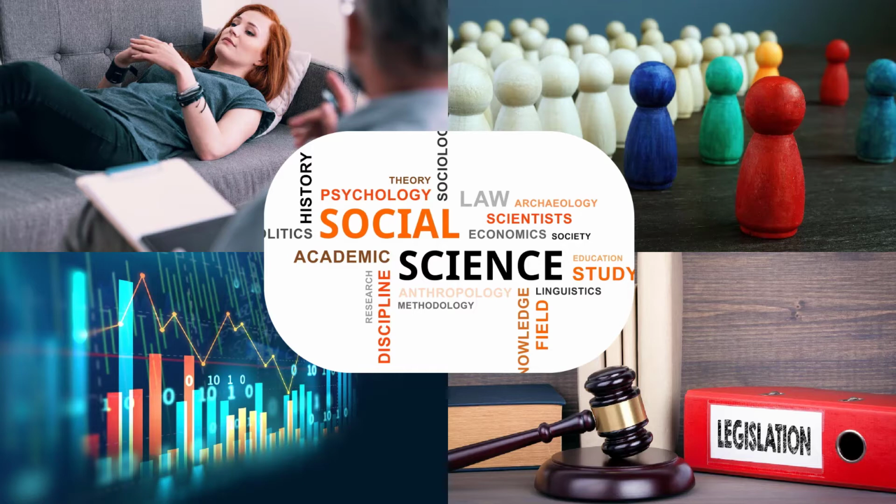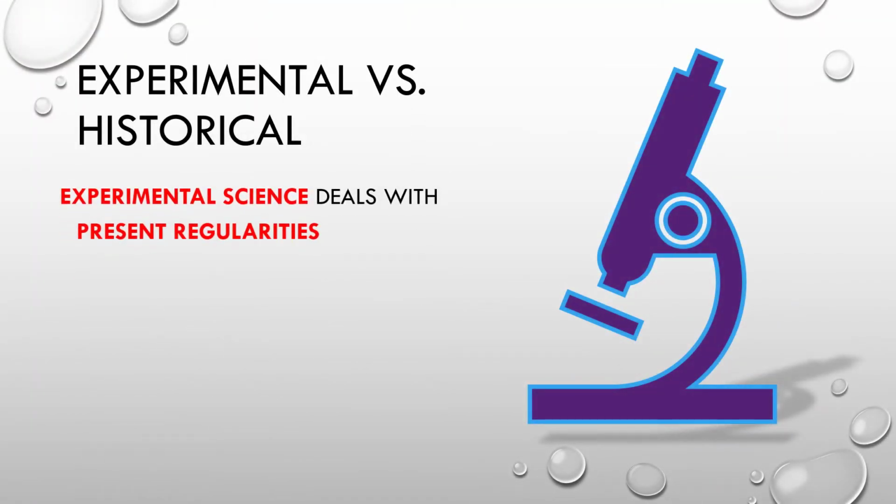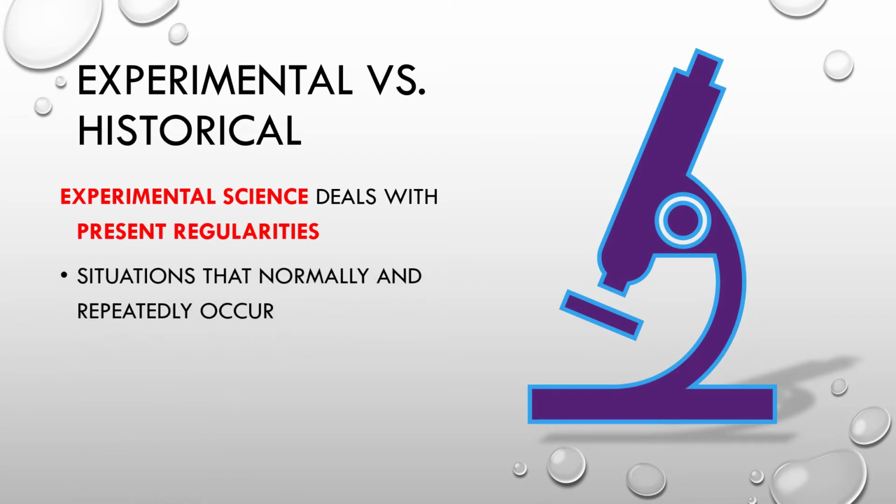Behavioral background includes the general conditions under which a behavior manifests itself. Experimental science deals with present regularities, situations and phenomena that normally and repeatedly occur, because they're governed by the laws of nature, as we find in physics, chemistry, etc.